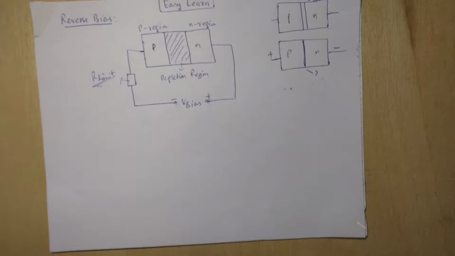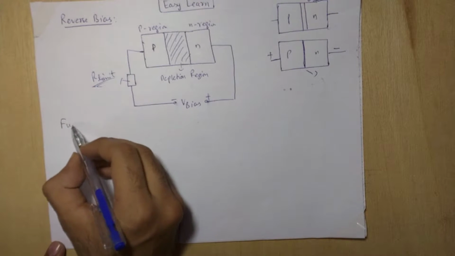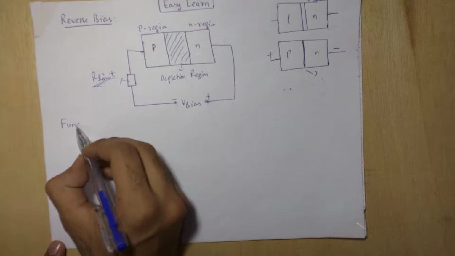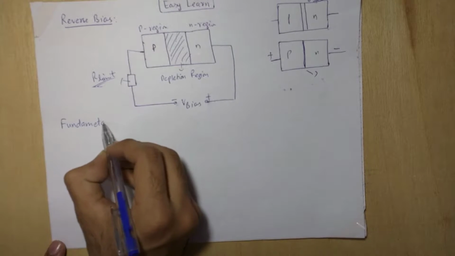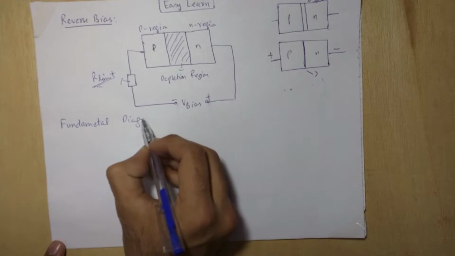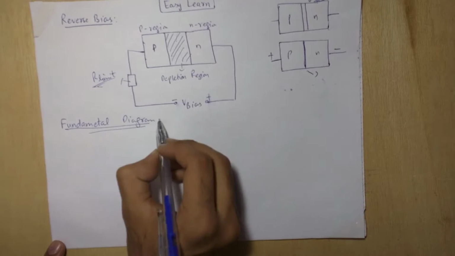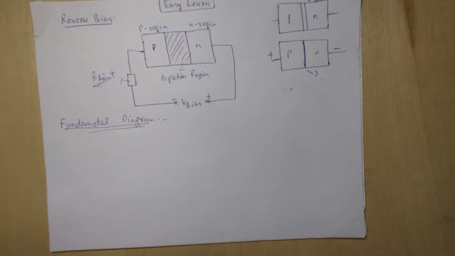For the complete understanding of what happens in the reverse bias, I am going to draw the fundamental diagram, just like the previous case. Before drawing the fundamental diagram, I am going to pause this video to save time, because the fundamental diagram takes a little bit of time to draw.